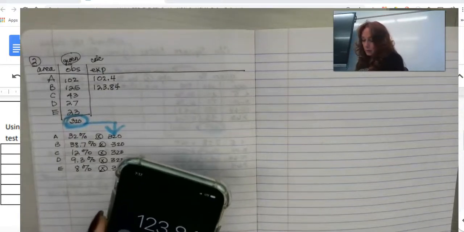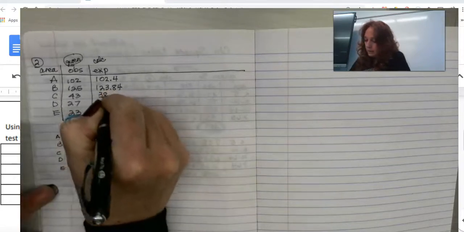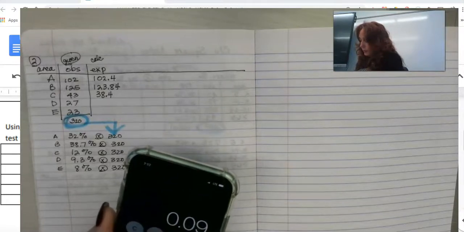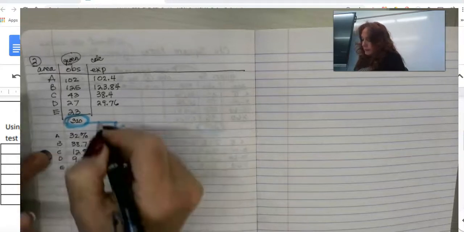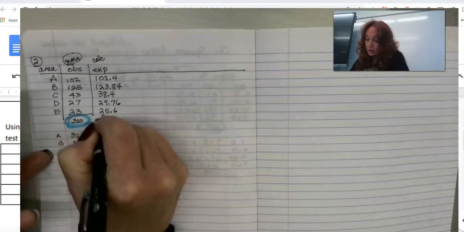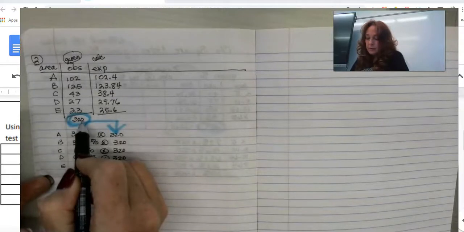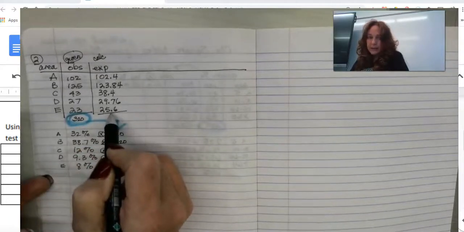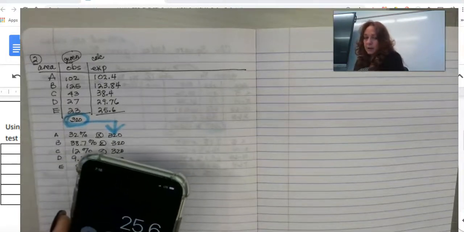Things are looking really good. Those values are very close. 320 times 0.12, 38.4. And 320 times 0.093, 29.76. And 320 times 0.08, and we have 25. My prediction: low chi-squared, and that the hypothesis that there's no difference between what I observed and what I expected, I think you'll accept it. That's just a guess. I think it's good to, as you're working, prepare yourself for the answer.